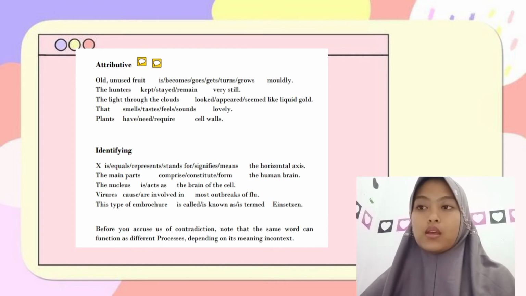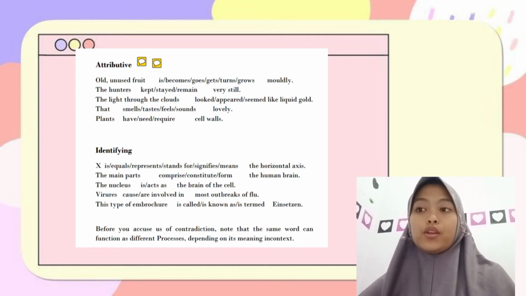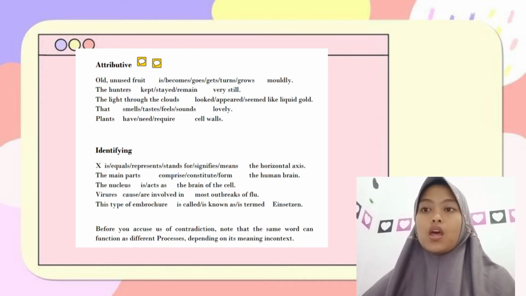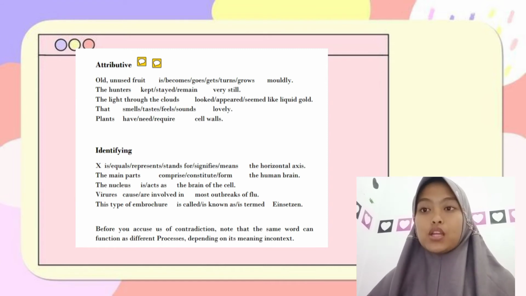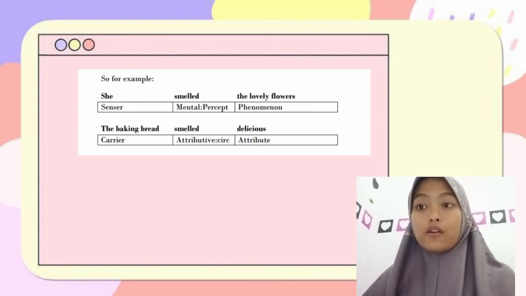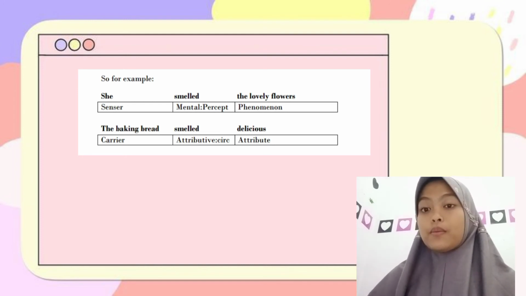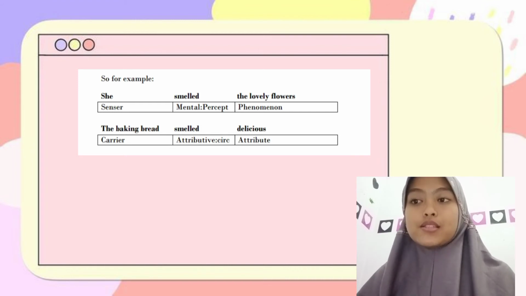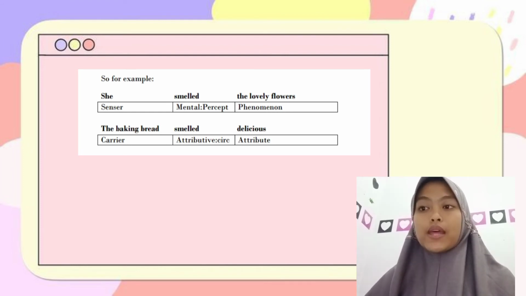And then this type of embrocure is called, is known as, or is termed by Einstein. Before you accuse us of contradiction, note that the same word can function as different processes depending on its meaning in text. For example, she smelled the lovely flowers. She as sensor, smelled as mental perception, the lovely flowers as phenomenon. And then the baking bread smelled delicious. The baking bread as carrier, smelled as attributive process, and delicious as attribute.